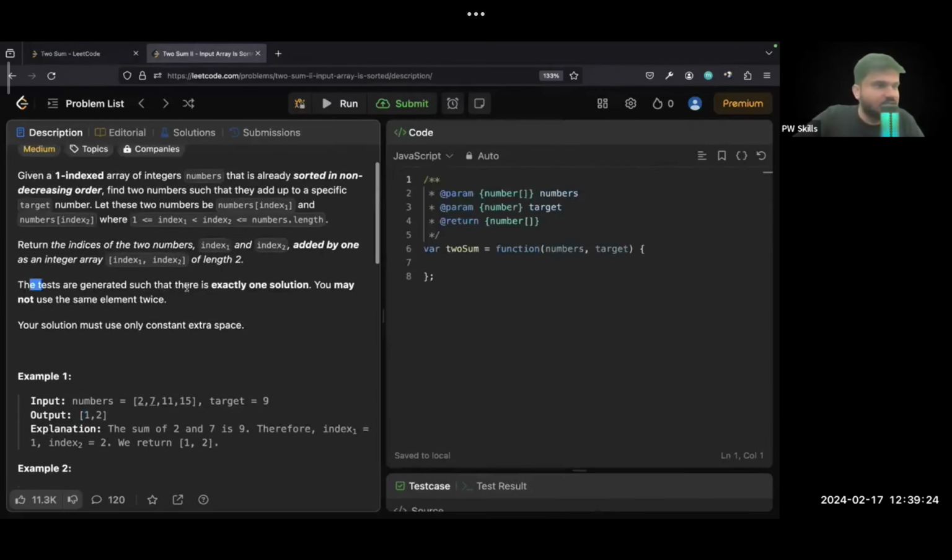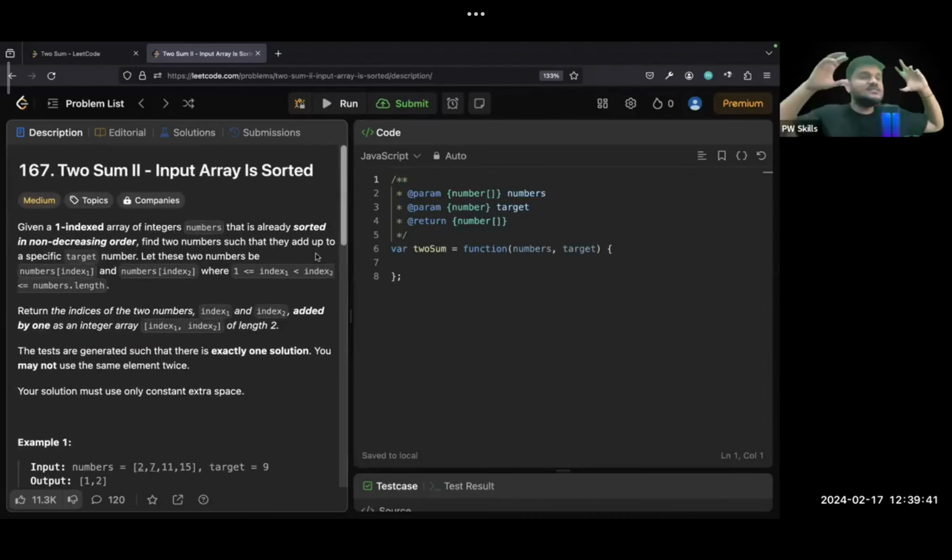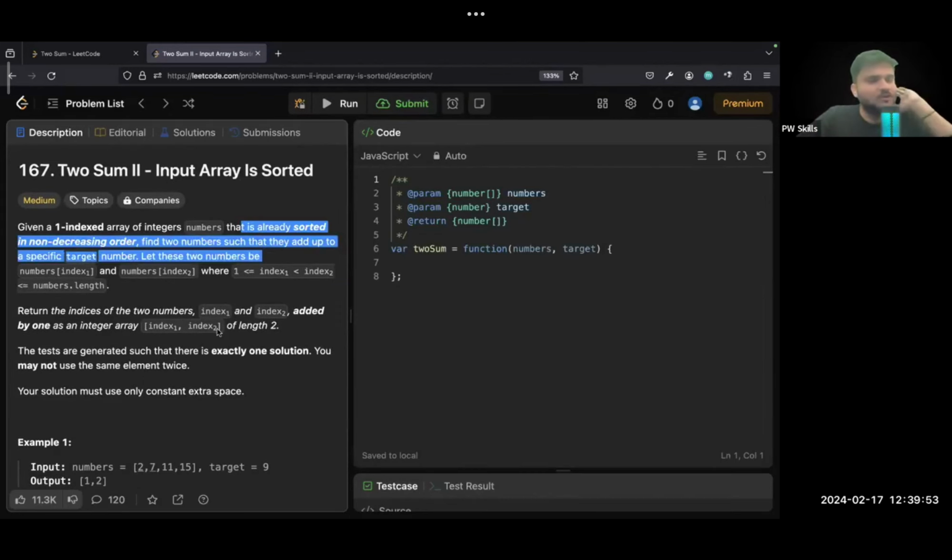Okay. The tests are generated such that there is exactly one solution, right? And you may not use the same element twice. This inequality represents that thing only. Your solution must use constant extra space. So that is good. It looks like this is the same problem that we just solved a few moments back. Can I say that? It is the same 2 sum problem. The only difference is the array is sorted, and you have to return a one based answer.